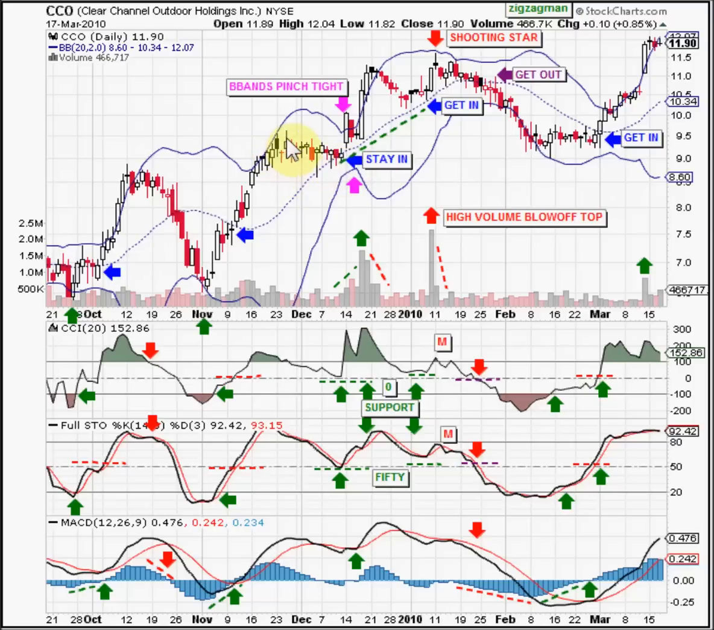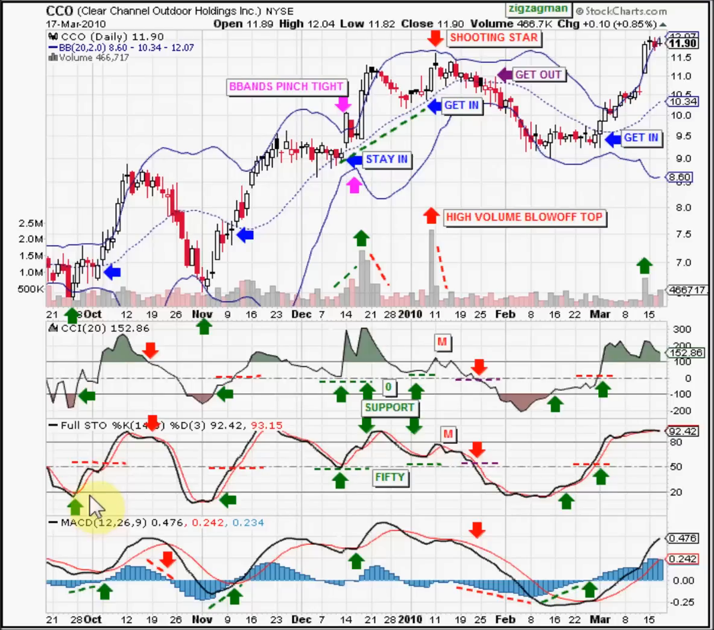Now, when the stock falls towards the lower Bollinger Band and bounces, the CCI will always be bouncing at the 0 line, and stochastics will be bouncing at the 50 line. And you'll usually get an MACD crossover where the histogram was negative and goes positive, and the fast line drops below the slow line and then crosses back up through it. But let's go back to the first two examples here.